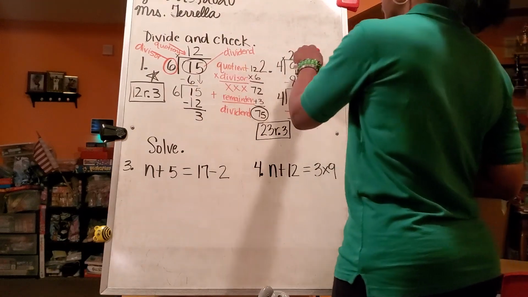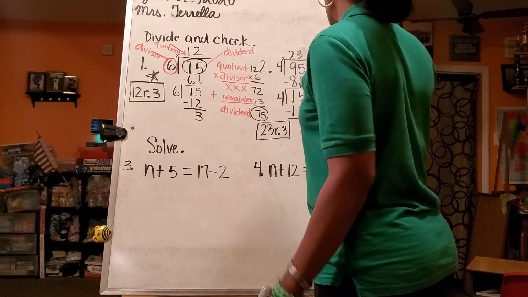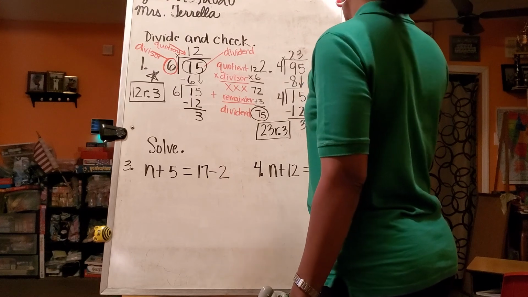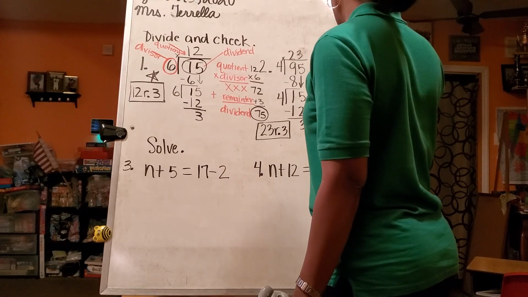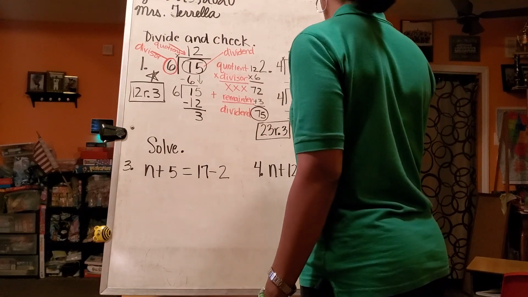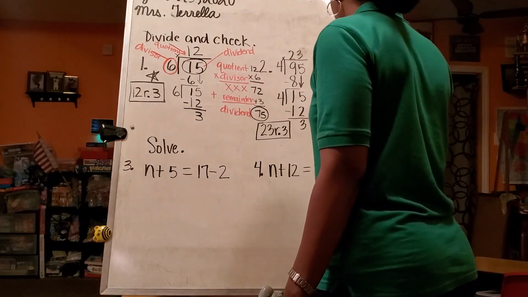I'm going to get my quotient, so I'm going to use the 23. I'm going to multiply 23 times my divisor, which is 4. 4 times 3 is 12. 4 times 2 is 8, plus 1 is 9. Then I'm going to add my remainder, which is 3. 92 plus 3 is 95.